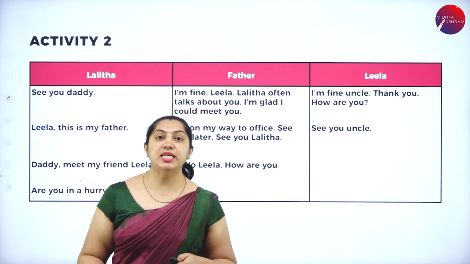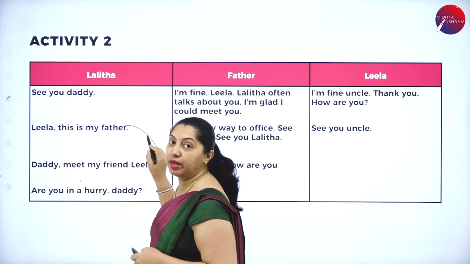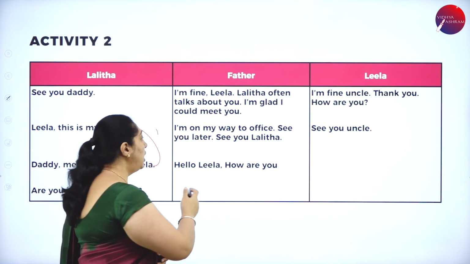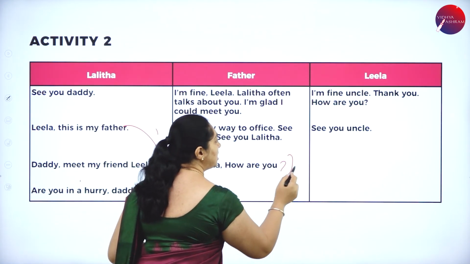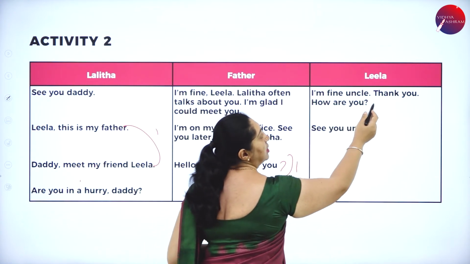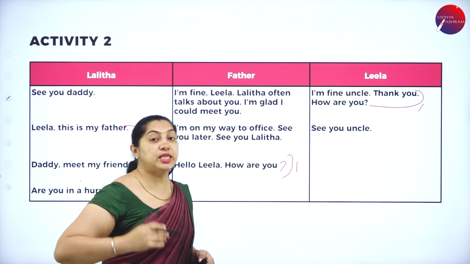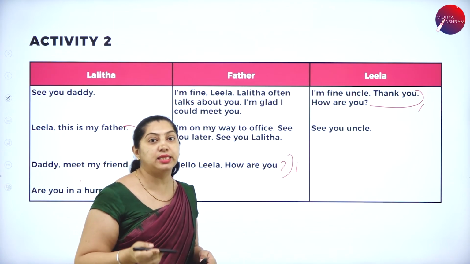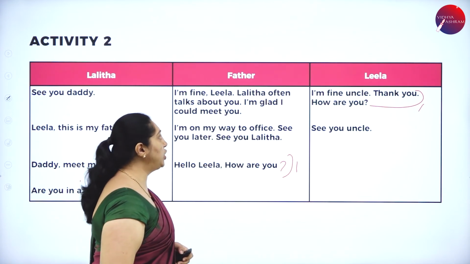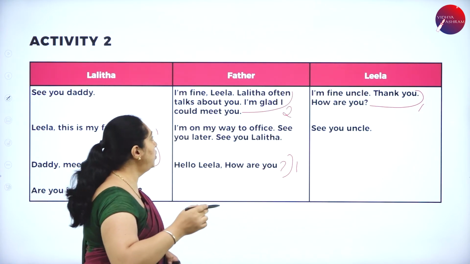Now let's see how Lalita is introducing her dad to Leela. "Dad, meet my friend Leela. This is my father." This is conversation 1. So what will be the reply from Lalita's father? "Hello Leela, how are you?" So this is 1 here. What will be the reply from Leela? "I'm fine uncle, thank you, how are you?" So Leela has asked, how are you? There should be a reply to this from Lalita's father. So he says, "I'm fine Leela. Lalita often talks about you. I'm glad I could meet you." This will be conversation 2. "I'm glad to meet you."